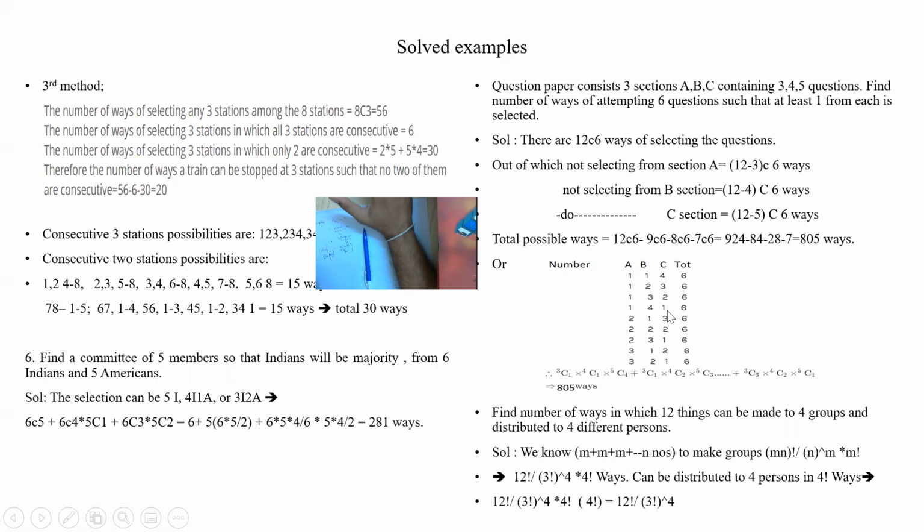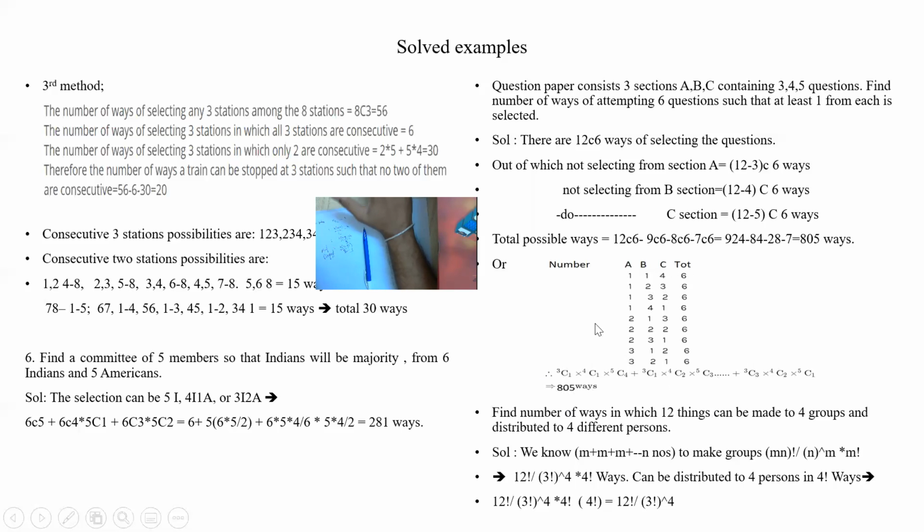Then what you got? From A, I have to select 1. So, from 3 questions, 3C1, 4C1 into 5C4. This is the first combination. Second one, 3C1, 4C2 into 5C3. Last one, 3C3 into 4C2 into 5C1. So when I'm adding all, I'm getting 805 ways.